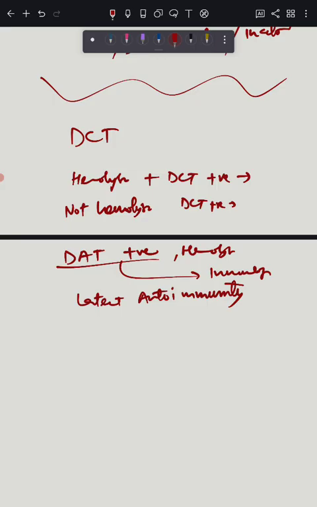If hemolysis is present, then you can count this hemolysis as a hematological criterion to avoid duplication. So we'll consider this an autoimmune hemolytic anemia. Then you will not classify it separately as an immunological criterion.